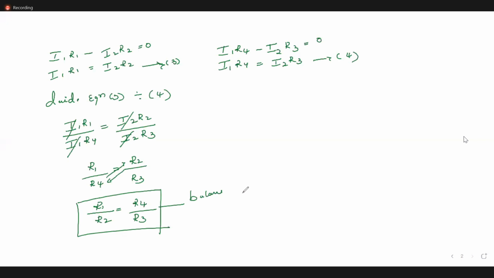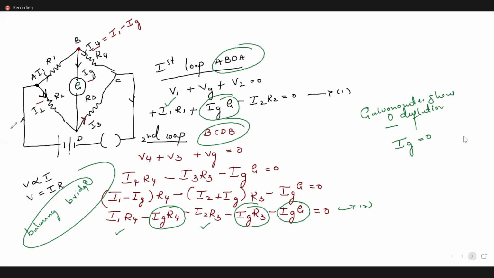A balancing condition for the Wheatstone network. Okay, is this clear? This is a question. In the PU part, they may ask you a direct question. In the CBSE point of view, they may ask some case-specific question based upon this. Please go through this. If you have any doubt, please let me know.